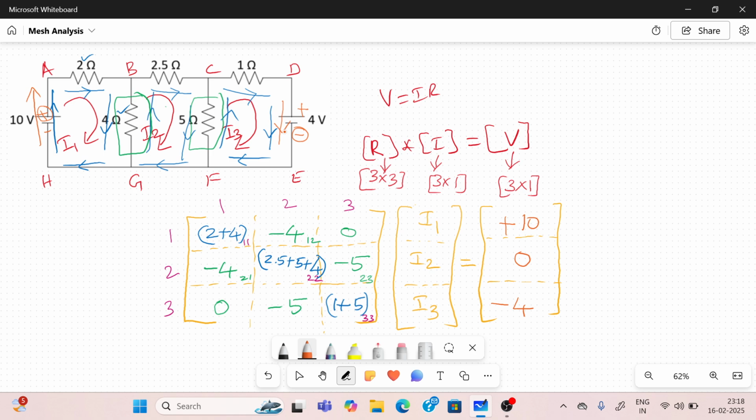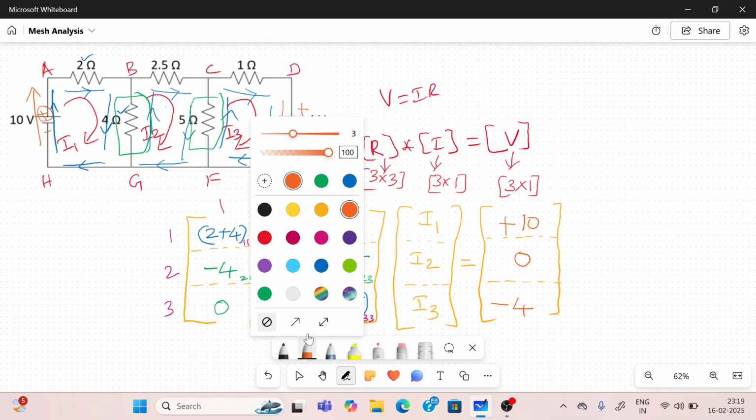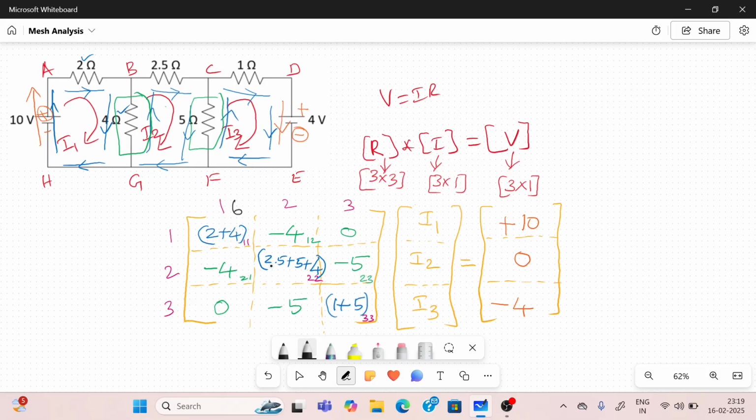Okay. So this is the matrix equation. We can check with our earlier equations, right? So what is the final? So 6, and this one is 9 plus 1 plus 1.5, it is 11.5. This one is 6. Okay.